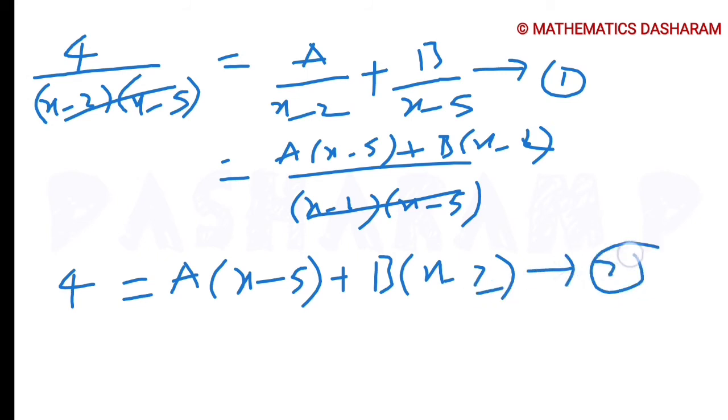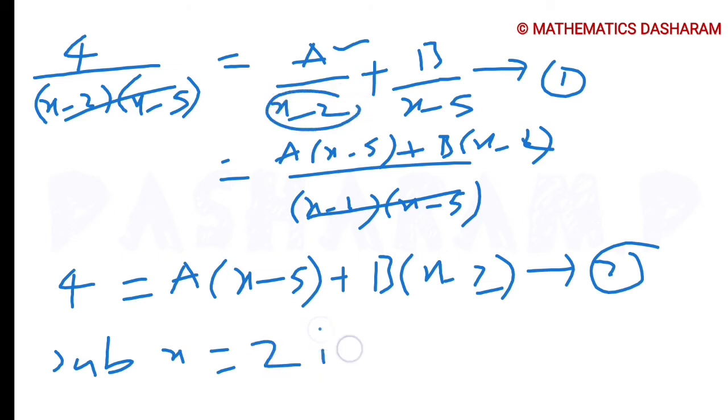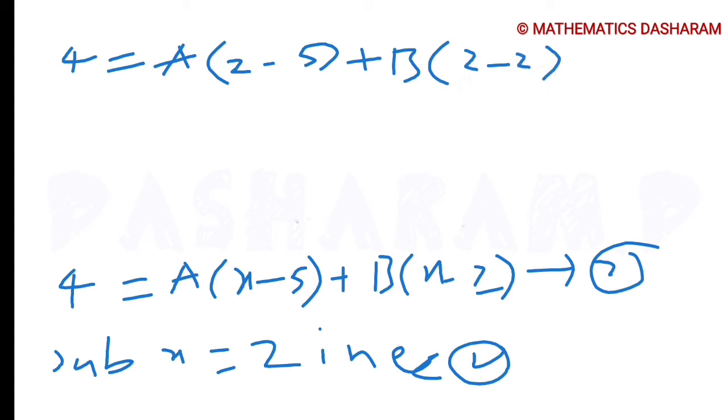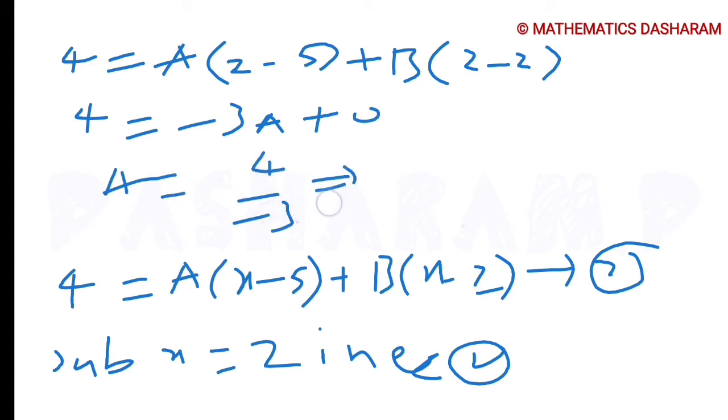So now, to get the a value, substitute x equals 2, because the denominator equals 0, in equation 2. So 4 equals a into, what is the x value? 2. So 2 minus 5, plus b into 2 minus 2. So 4 equals minus 3a plus 0. Then a equals 4 by minus 3, which implies minus 4 by 3.